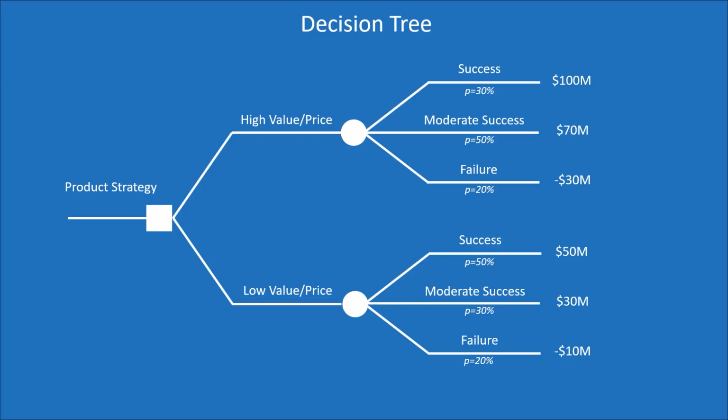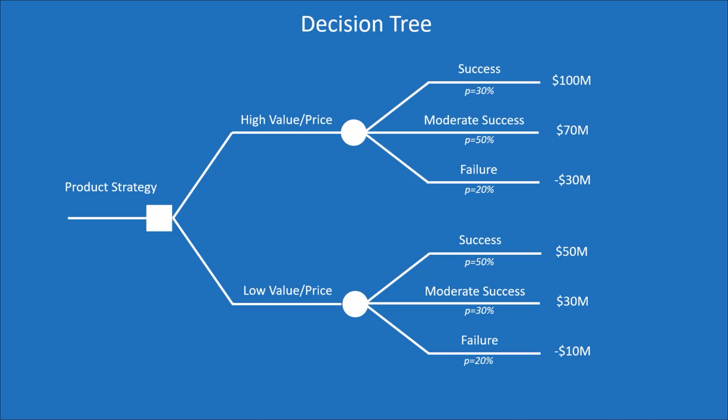This is a decision tree for the product strategy decision discussed in the influence diagram lesson. Let's first look at the shapes in the diagram. Squares represent decisions. Our product strategy decision of introducing a high price product or a low price product is the decision root of the tree.